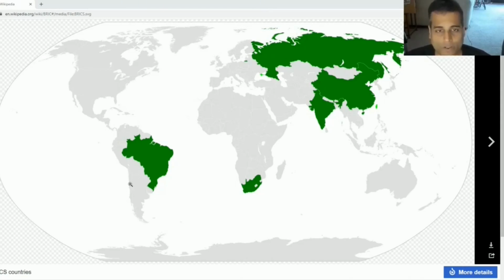So these are the four countries in question. Ignore South Africa over here. I'll talk about that as a small footnote. But BRIC, four big countries emerging, supposedly similar to each other, so artificially grouped together in a bucket.